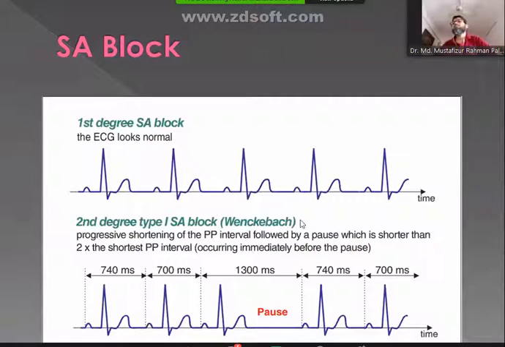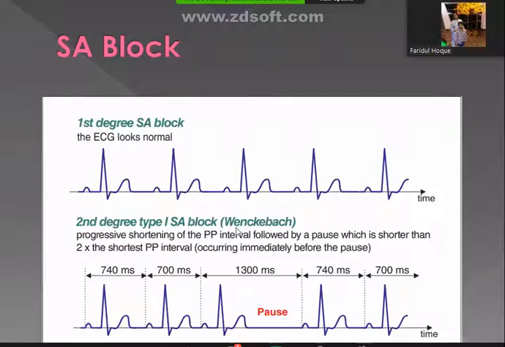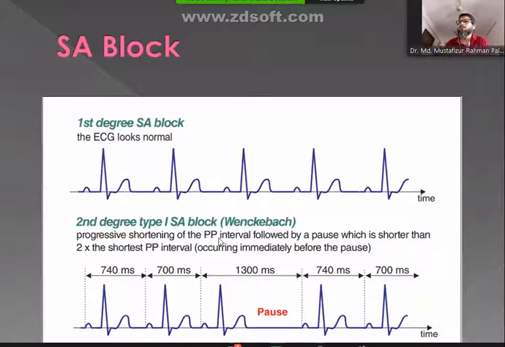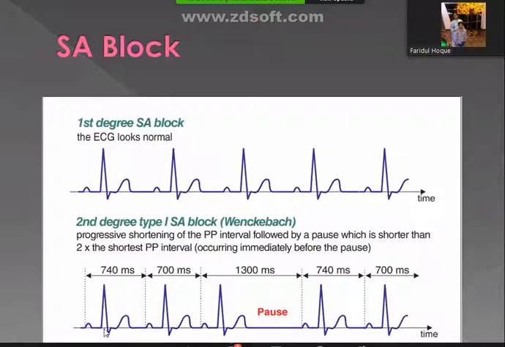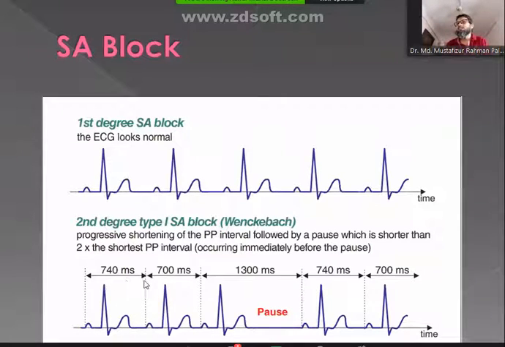Second degree SA block is again divided into two parts: Wenckebach type 1 and type 2, as in AV block. Here there is progressive shortening of the PP interval, followed by a pause. These are P waves, and then there is no P wave, a sudden pause. The PP interval is 740, the next PP interval is 700, so there is gradual shortening of the PP interval followed by a pause.